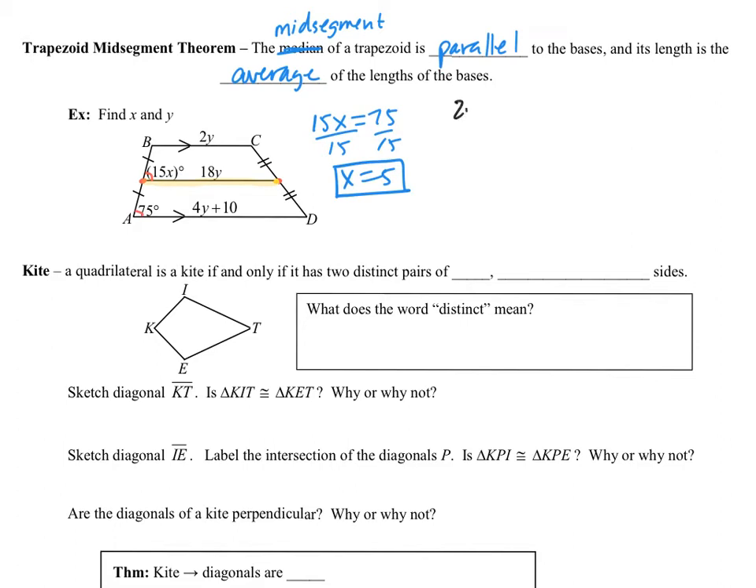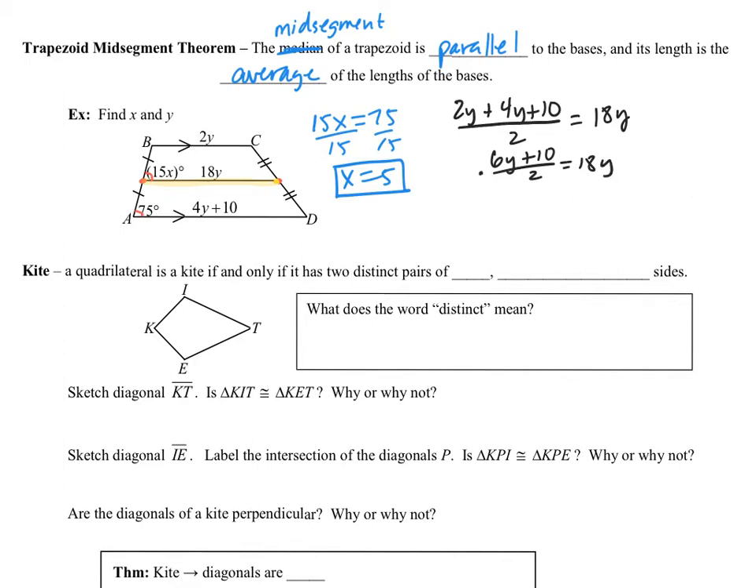Let's take 2y plus 4y plus 10. I just added together the measures of the bases. I'm going to divide that by 2 to get the average, and when I do that, the result is going to be 18y, okay? So let's just clean this up a little bit. I'm going to gather up like terms, and we get (6y plus 10) divided by 2 is equal to 18y.